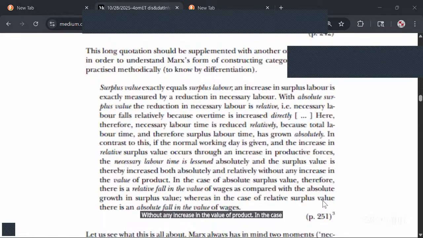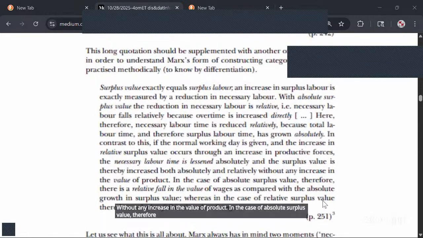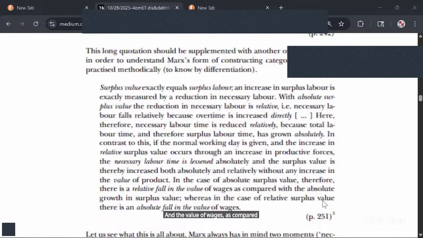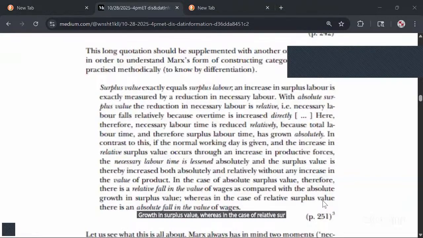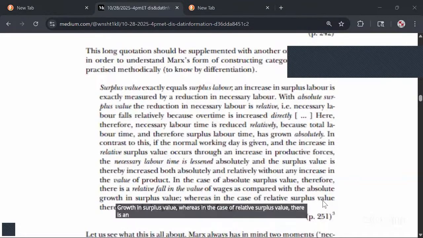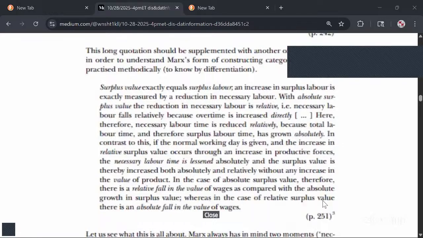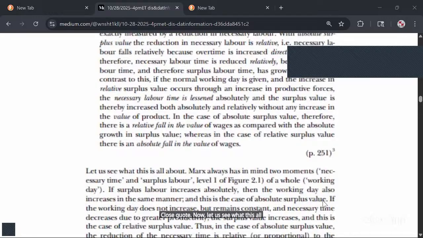In the case of absolute surplus value, therefore, there is a relative fall in the value of wages as compared with the absolute growth in surplus value, whereas in the case of relative surplus value, there is an absolute fall in the value of wages. Close quote. Now, let us see what this is all about. Back to the text.